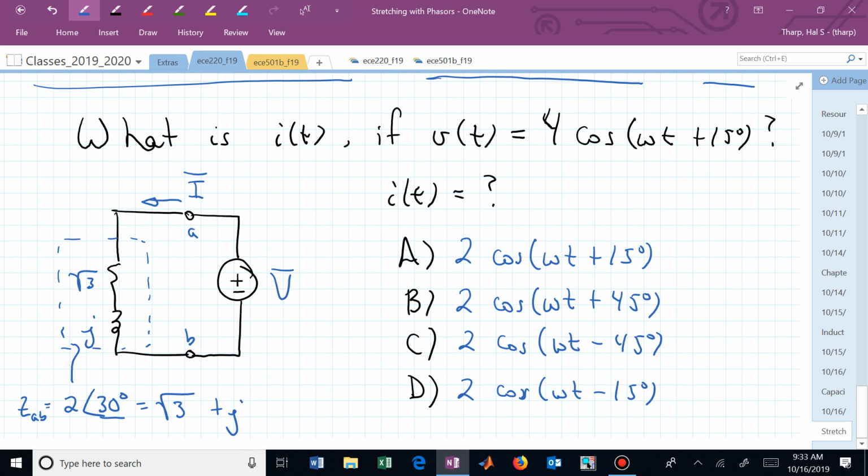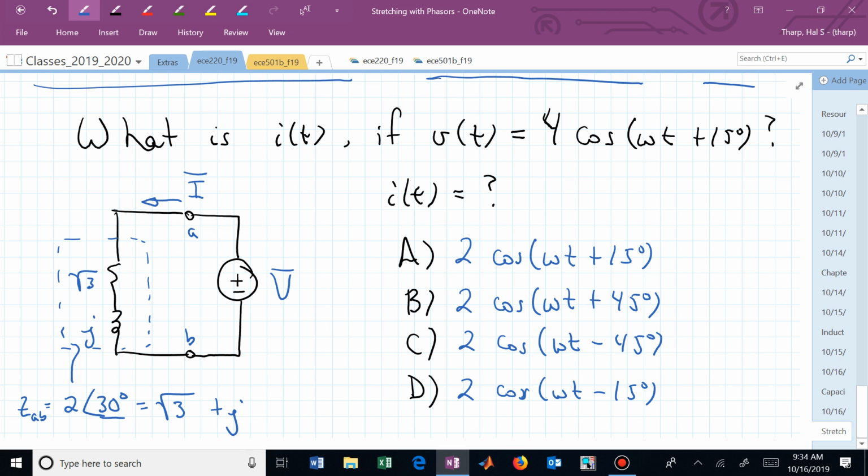I think the frequency is omega. Yes, the frequency is omega. You got that right. And if I'm correct, the amplitude is 2. So that maybe gives you a hint. This is Ohm's law, just with complex numbers.